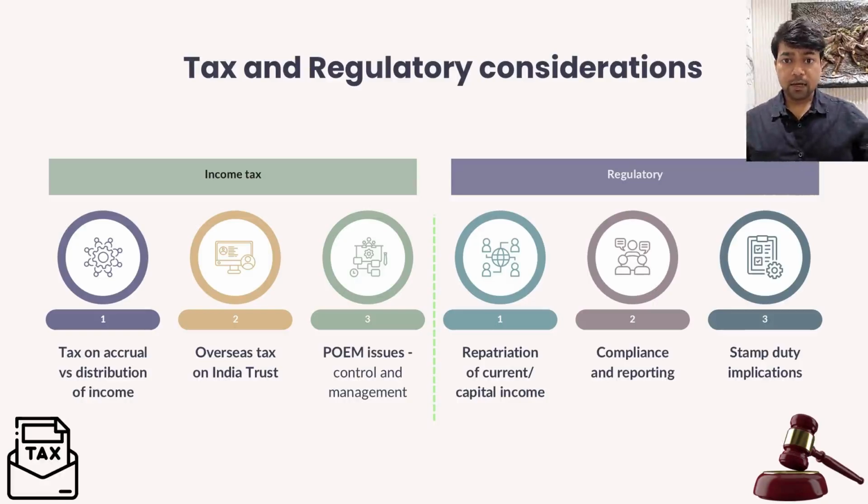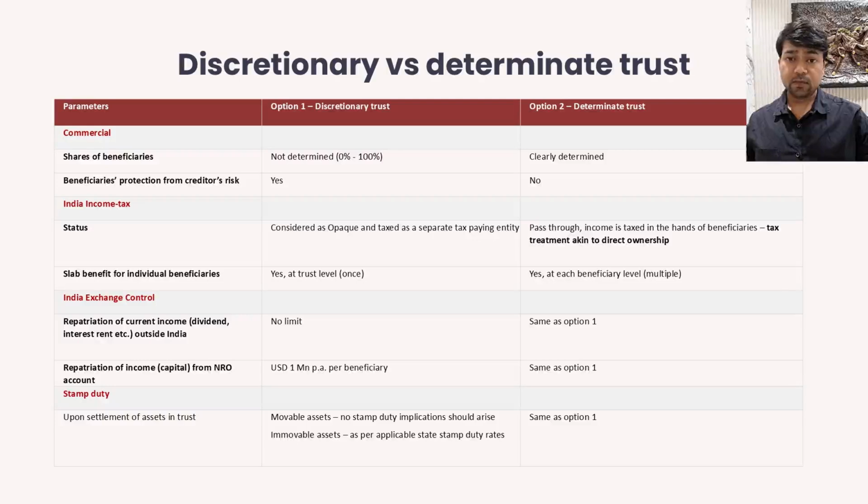If you are settling an India immovable property into the Indian trust, then stamp duty will also be applicable on settlement of the India immovable property based on the circle rates in the respective state. So accordingly, your income tax and regulatory implications will purely depend upon the nature of the trust, whether the trust is a discretionary trust or a determinate trust. So careful planning should be taken into consideration while setting up any structure in place.